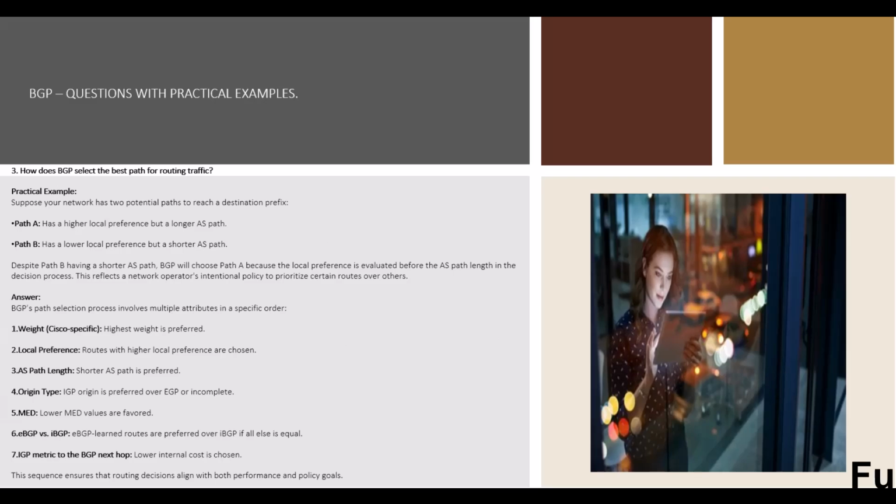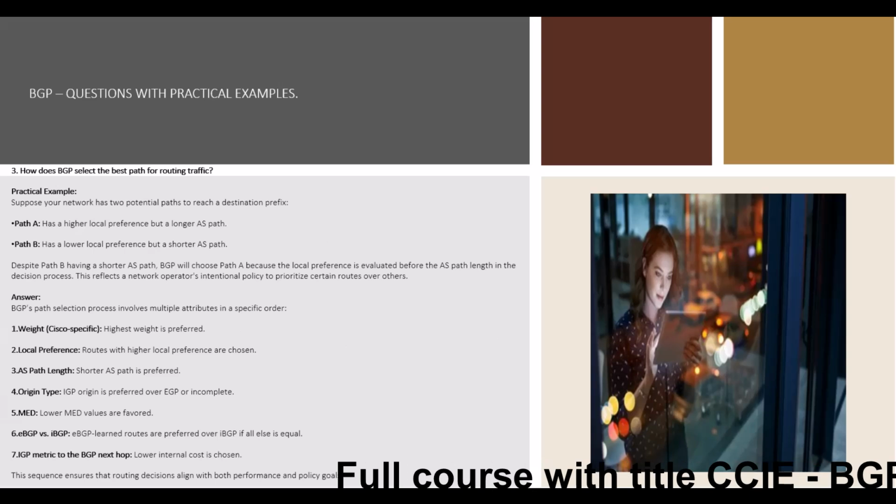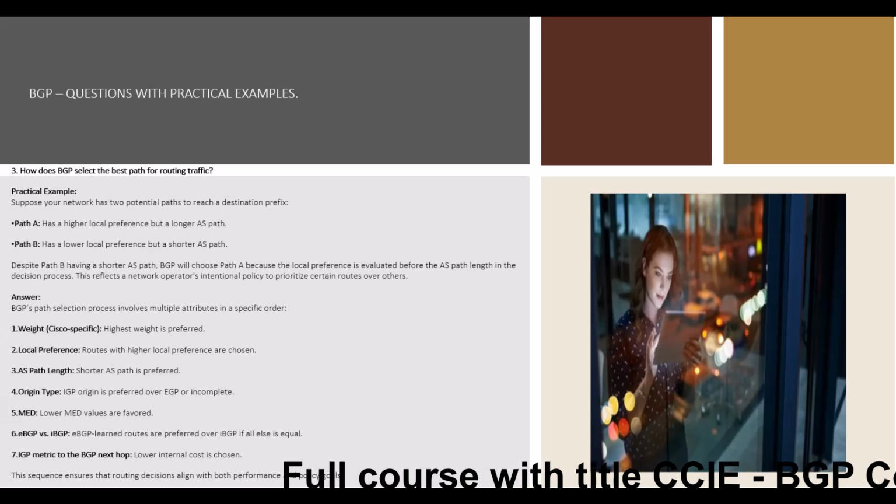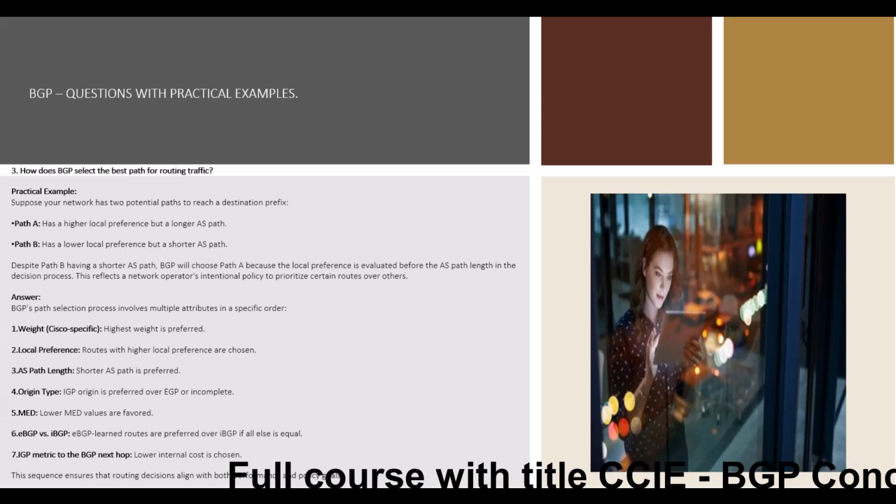This is again important: IGP metric to the BGP next hop. The lower internal cost is chosen, obviously. And in the end, this sequence ensures that routing decisions align with both performance and policy goals.